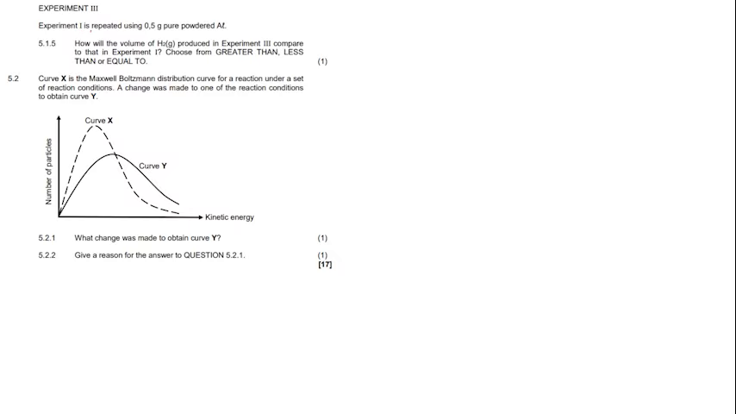Experiment 3. Experiment 1 is repeated using 0.5 grams of pure powdered aluminium. Question 5.1.5. How will the volume of H2 produced in experiment 3 compare to that of experiment 1? Choose from greater than, less than, or equal to. The volume of H2 produced will still be equal to that of experiment 1, as it is still the same amount of Al used. However, since it is powdered Al, the reaction rate will be slightly quicker, but the amount of H2 gas produced would still be the same. Therefore, it is equal to.